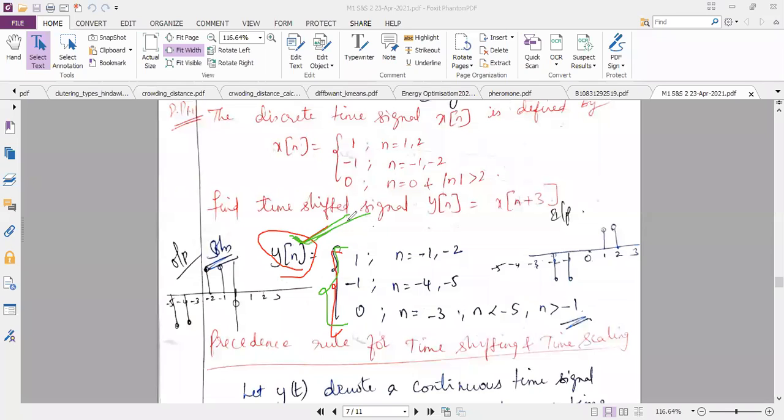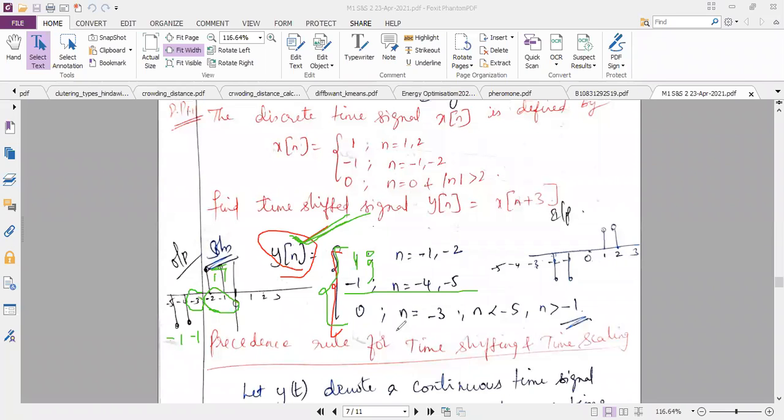Can we write the answer? Y of n is equal to, is it 1? Is the amplitude 1 at n is equal to -1 and -2? You see the diagram here. The amplitude is 1 at n is equal to -1 and -2. Similarly, can you continue it? At n is equal to -4 and -5, what is the amplitude? Minus one. Very good. And at all other places, the value is 0.